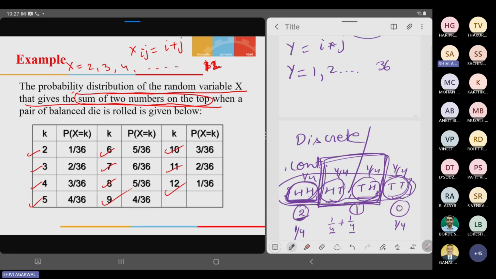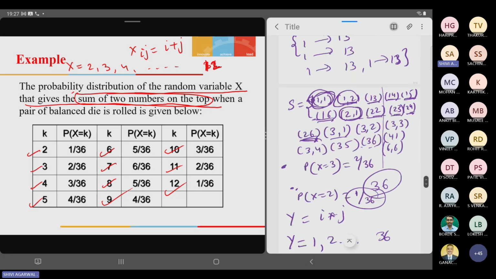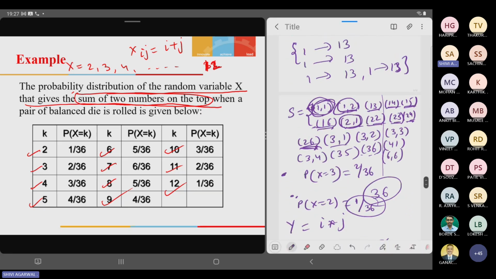Now we have to find out the probability. I will show you the sample space. This is the sample space which we have already made, and we have already calculated the probability when x is equal to 2. Only one time it is coming 2, that is 1, 1. So it is 1 by 36. X is equal to 3: how can we get it? Only 2 times, 1, 2 and 2, 1. So 2 by 36. So 1 by 36, 2 by 36, 3 by 36, 4 by 36, and so on. We are getting the probability. So the probability when x is equal to k, you can find out easily, and that is known as the probability distribution.